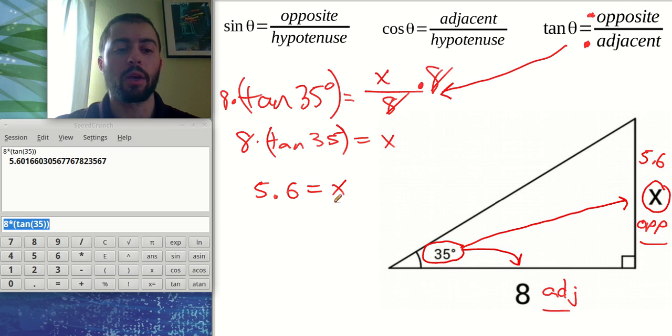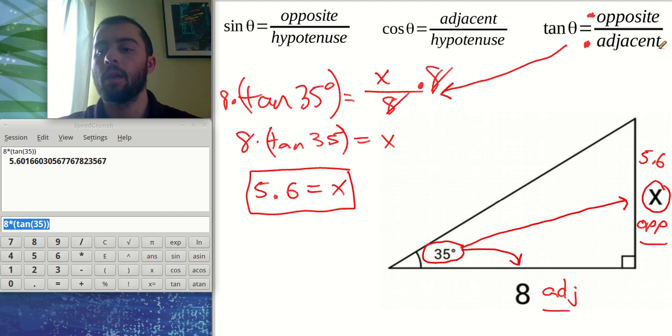We're really just working on the basic concepts here, but obviously if you were given units of inches or feet or whatever it might be for these lengths, then you would apply that unit to the length that you solve for here. All right, so our final answer here would be 5.6 units.